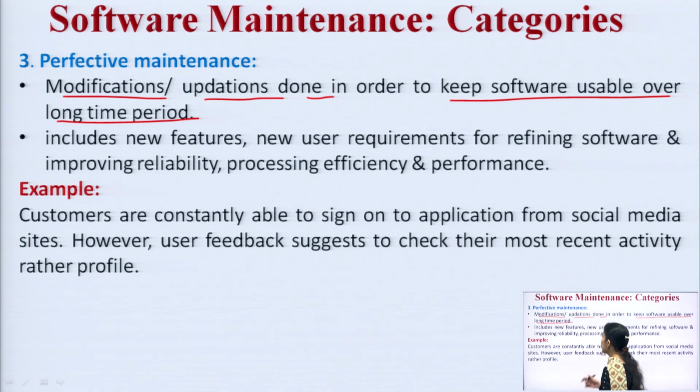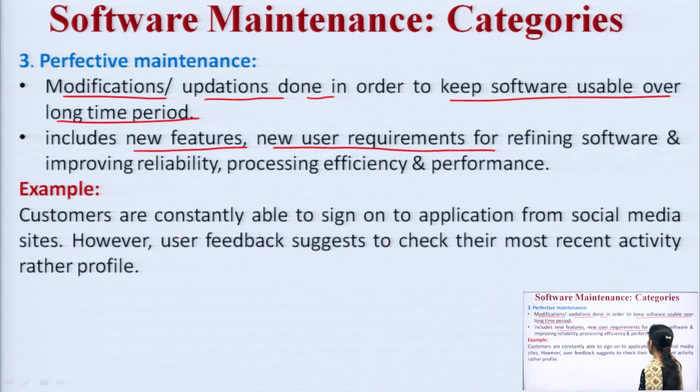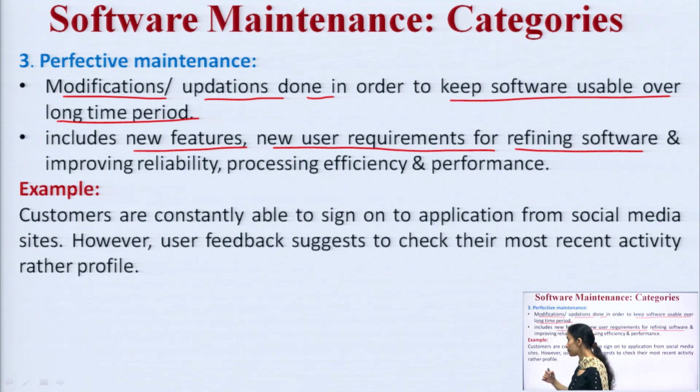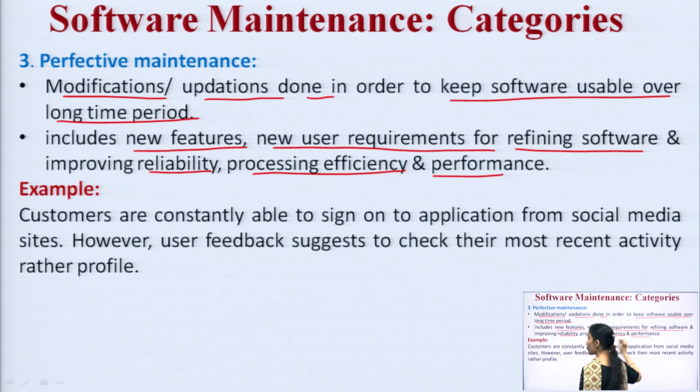That means it includes all the new features and the new user requirements for refining the software and further improving the reliability, the processing efficiency and the performance of the software. These are all being done. New features are added to the software, and the requirements are changed, so that my software becomes more reliable, its efficiency becomes greater, and there is an increase in its performance.